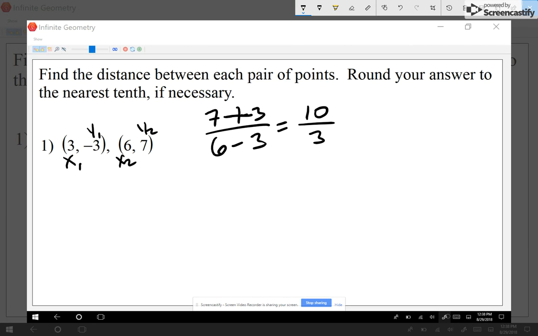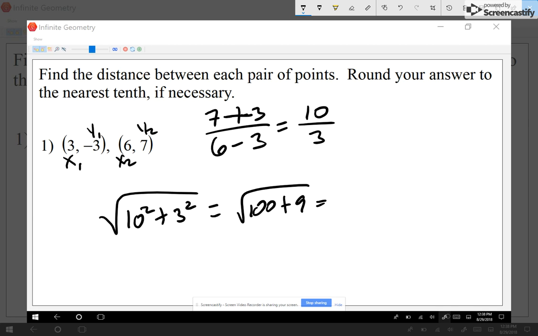If the fraction could be simplified, do not simplify it. Like in this case, we cannot, but if it could, do not simplify. Now the distance is going to be the square root of 10 squared plus 3 squared. I know 10 squared is 100. 3 squared is 9. So I'm looking at the square root of 109, because I am going to add those.